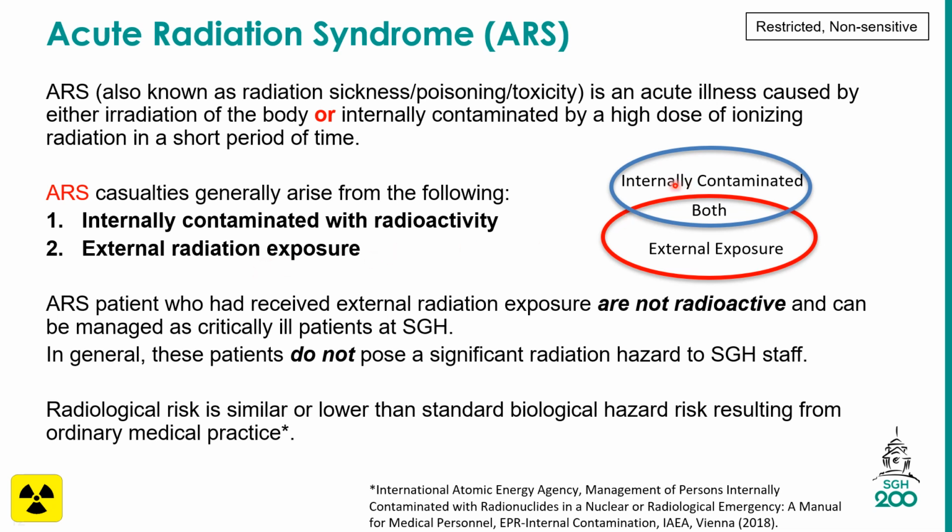Right? So the upper portion of this Venn diagram is the blue oval here. Here it says internally contaminated. So the upper portion of this is basically purely internally contaminated. And of course, as the subset of these two Venn diagrams, it's this portion here, which the casualties have got both external exposure as well as being internally contaminated. So not all ARS casualties will have radioactivity contamination.